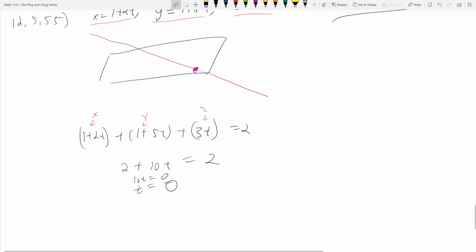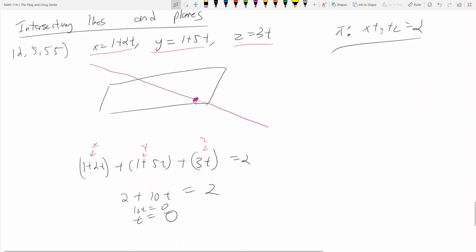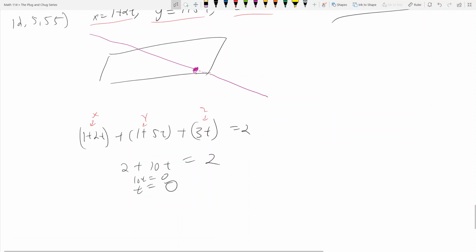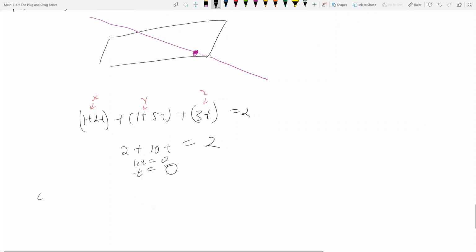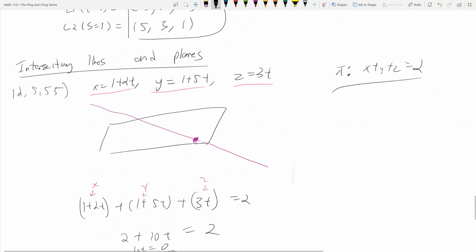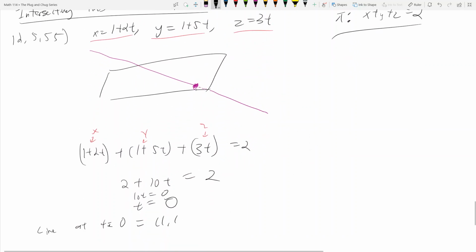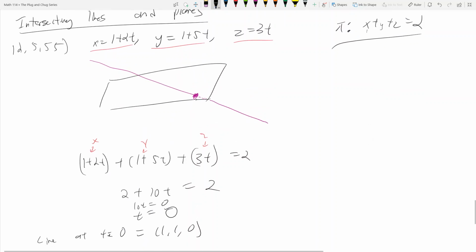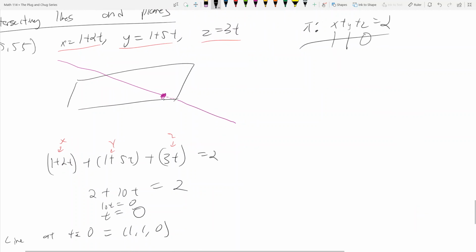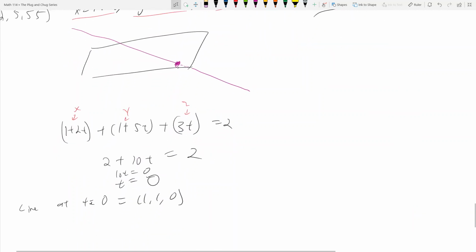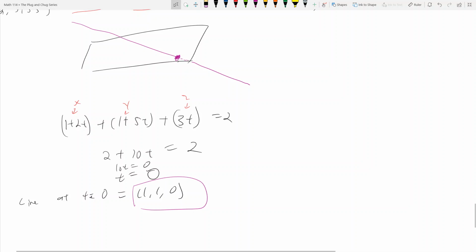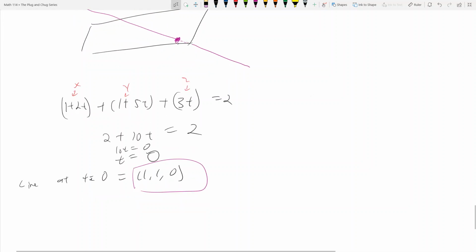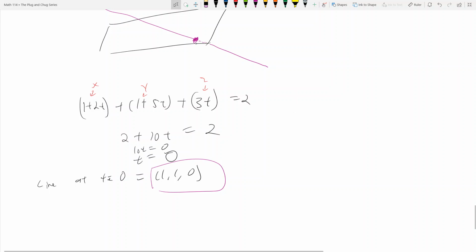Okay, so t is equal to 0, which means my line intersects the plane at t equals 0. So now I've got to plug t equals 0 back into my line equation. Evaluating the line at t equals 0, that's just 1, 1, 0. And is the point 1, 1, 0 on the plane? Well, yeah, because x is 1, y is 1, z is 0, so that adds up to 2. So we see that the intersection of the line and the plane is at t equals 0. Cool. Any problems with that? Shouldn't be. Pretty straightforward for lines and planes.